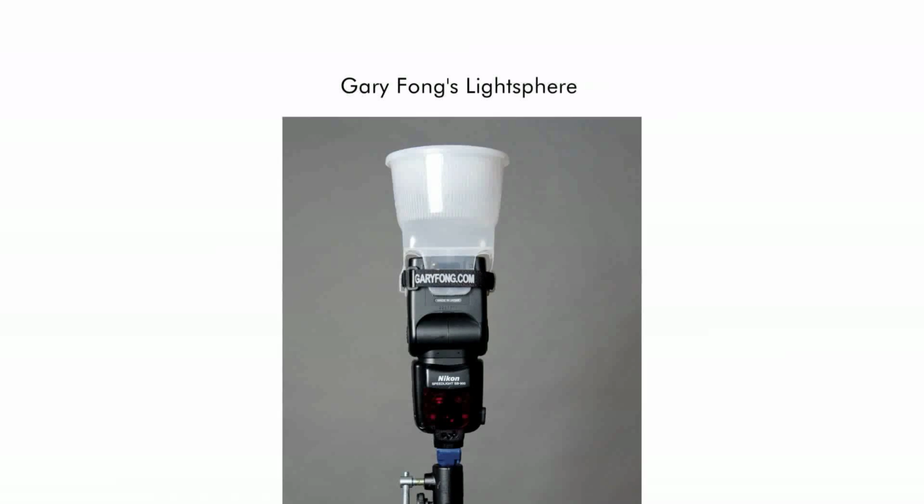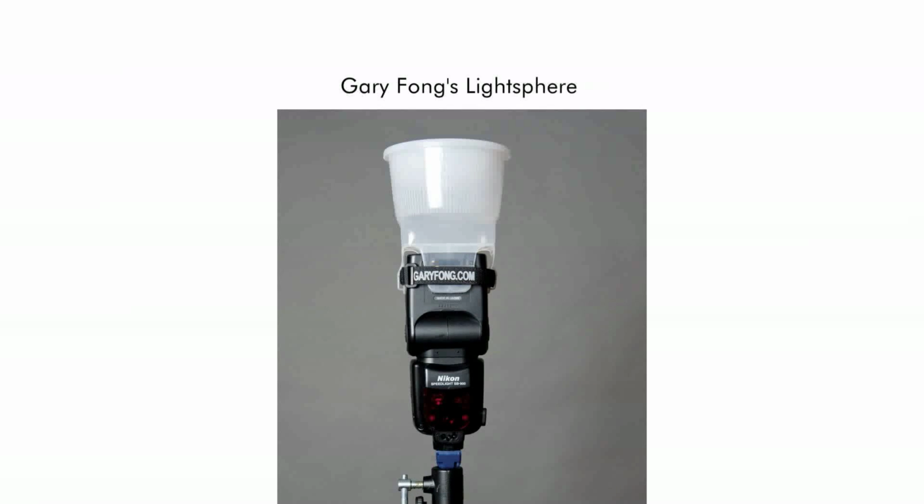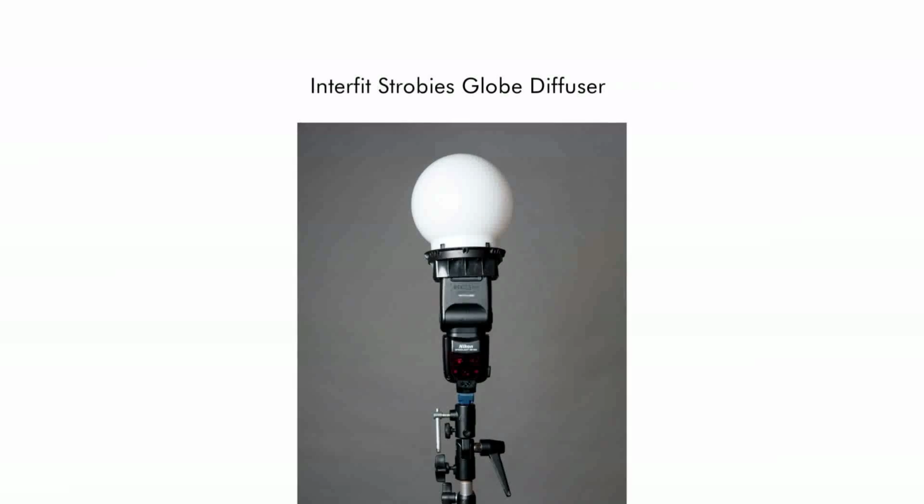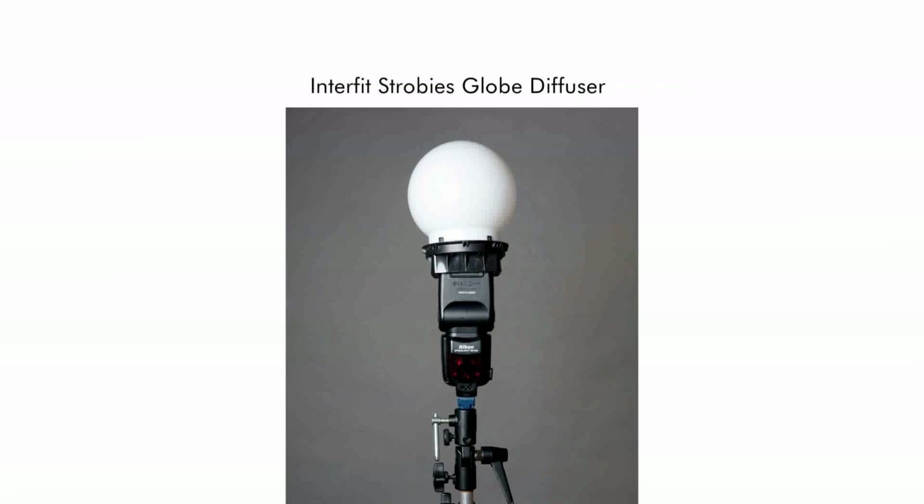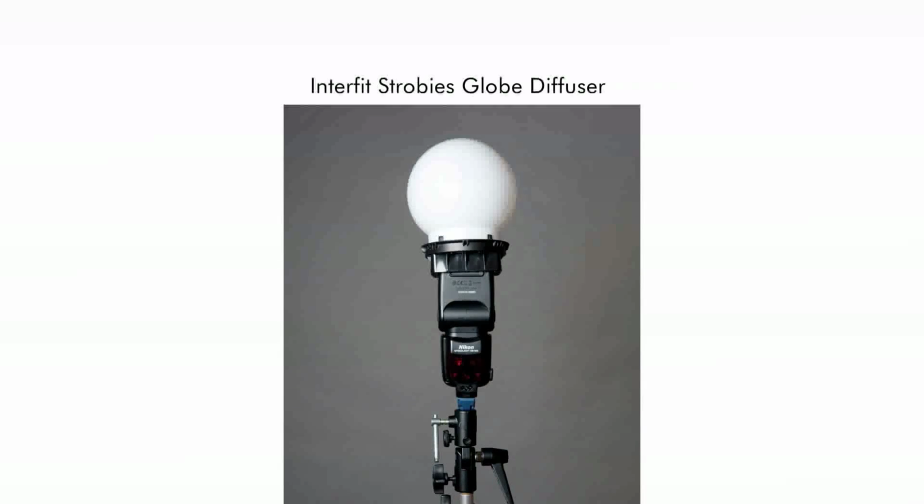You can buy other diffusers separately. One example is the Light Sphere by Gary Fong. Here's the effect of using Gary Fong's Light Sphere. Another option is the Globe Diffuser from Interfit Strobe's line of flash modifiers. This image was taken with the Globe Diffuser.